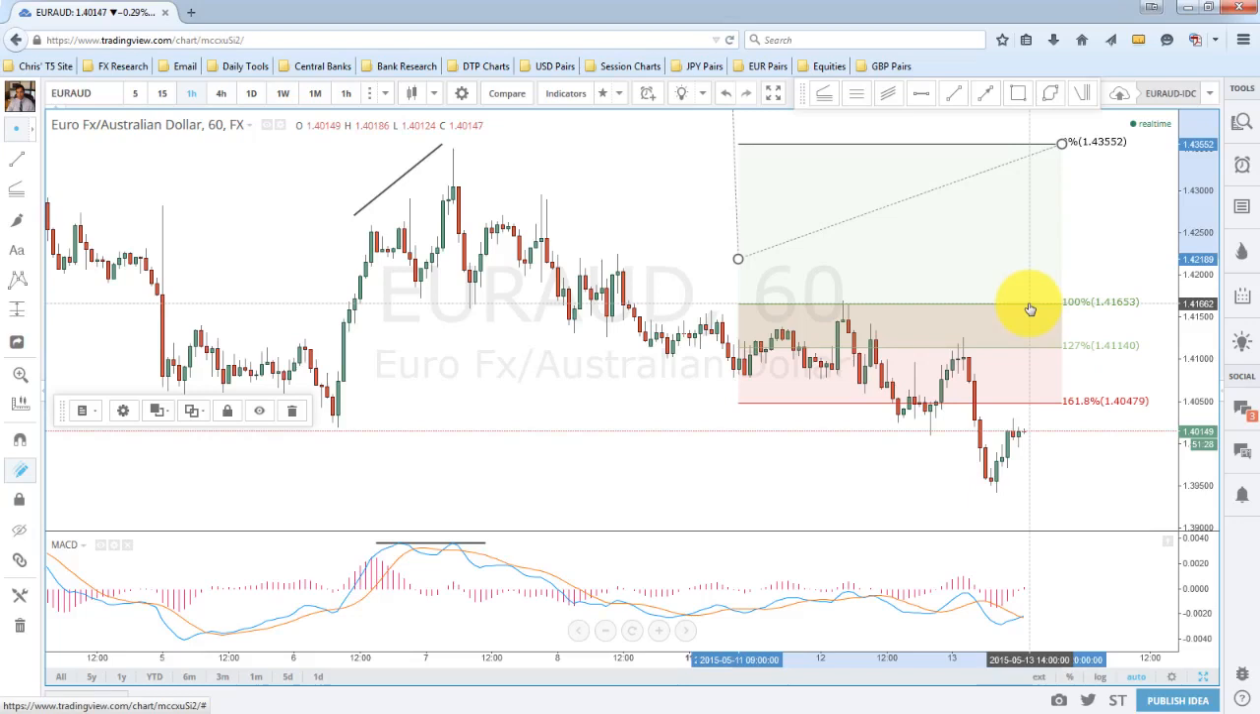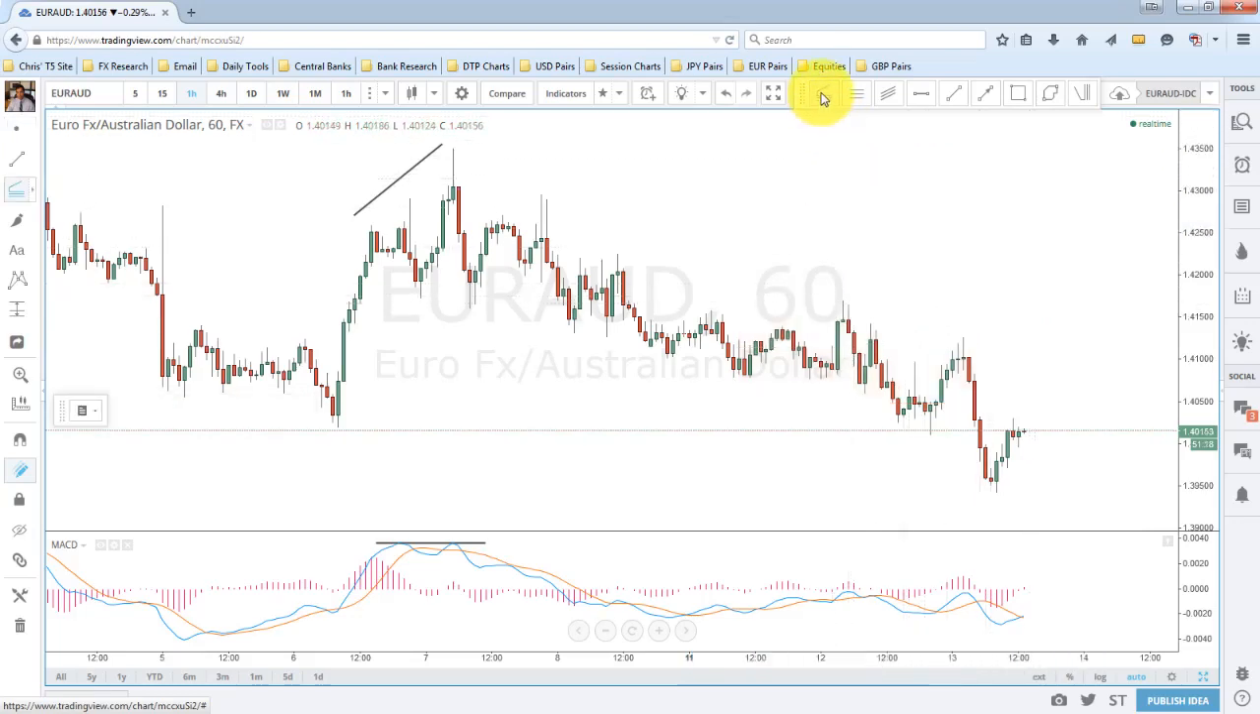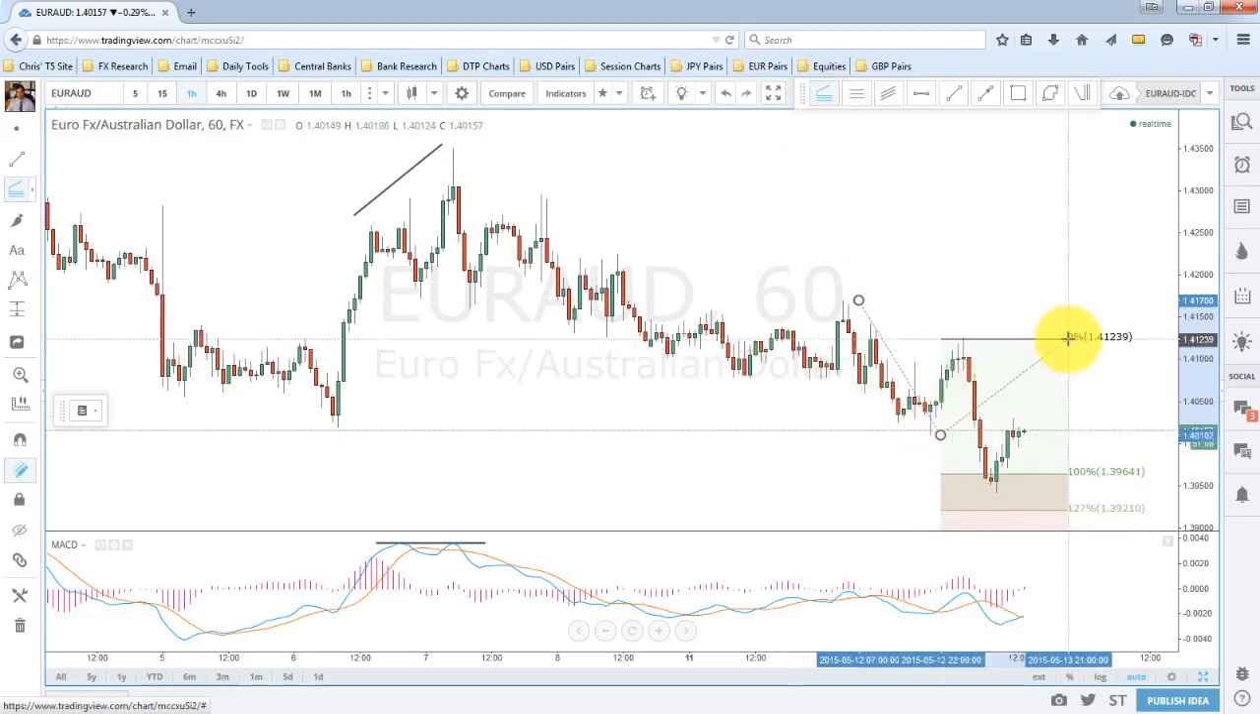One more time, the way we use these is we click at the top of the swing, the bottom of the swing, and then we also measure the pullback. So we measure the top to the bottom, we measure the pullback, and basically we're projecting this same swing into the future. You can see here we hit 100% equal legs, moved right into that equal legs to 127% target before we found support. These are the main tools that we're going to use.